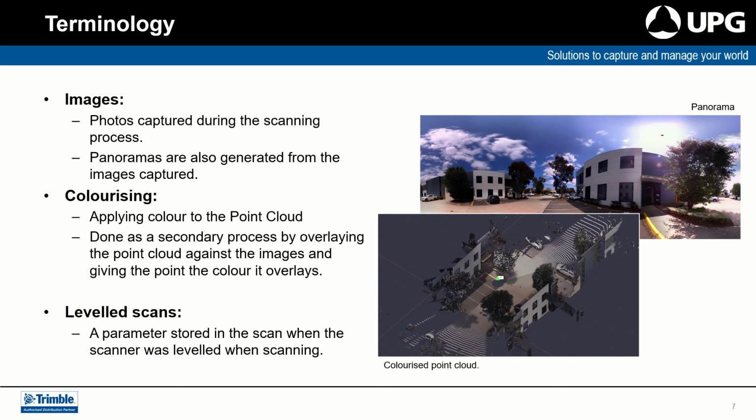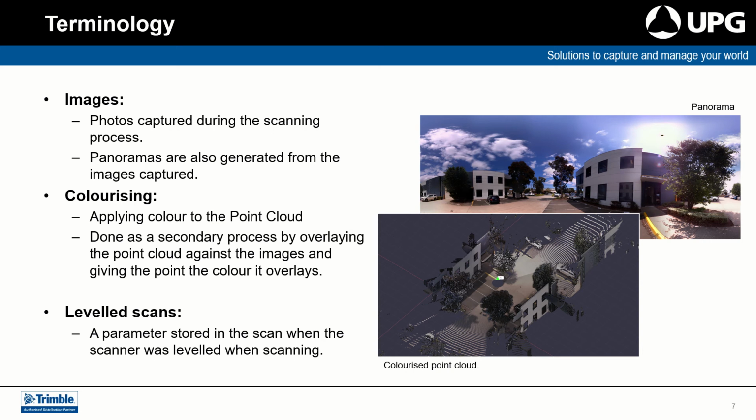Images are generally captured as a secondary process when scanning, and panoramas are generated from those images. Colorizing, or true color, is a secondary process as well. The scanner will initially set up and do its scan and measure a return of the signal. So it will be able to color the scan in some form, but that color is based on the strength of the return of the signal. The actual true color aspect is created in a scan by overlaying the point cloud against the image, and the color of the pixel in the image where a point is overlaid is applied to the point from the scan data.